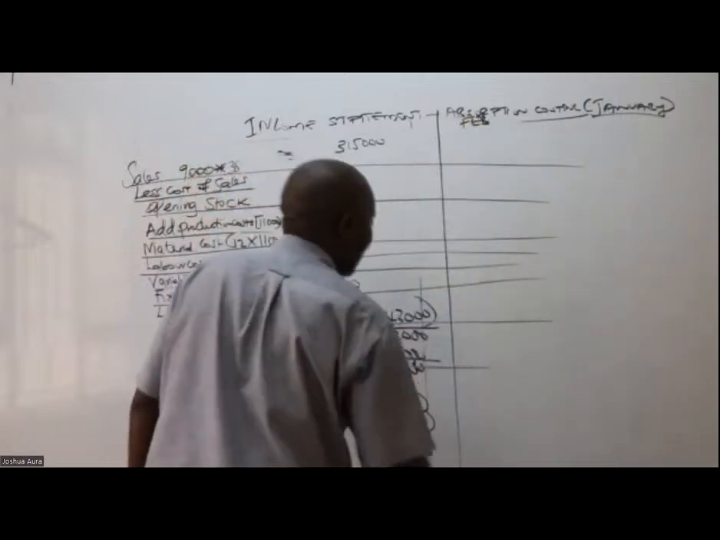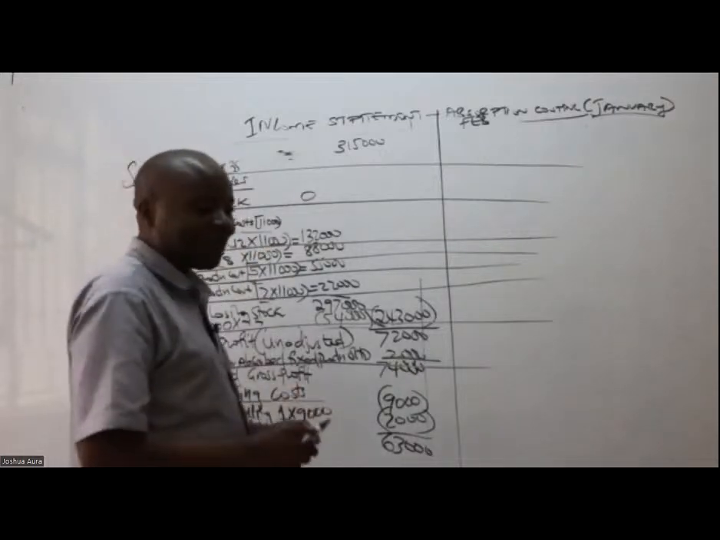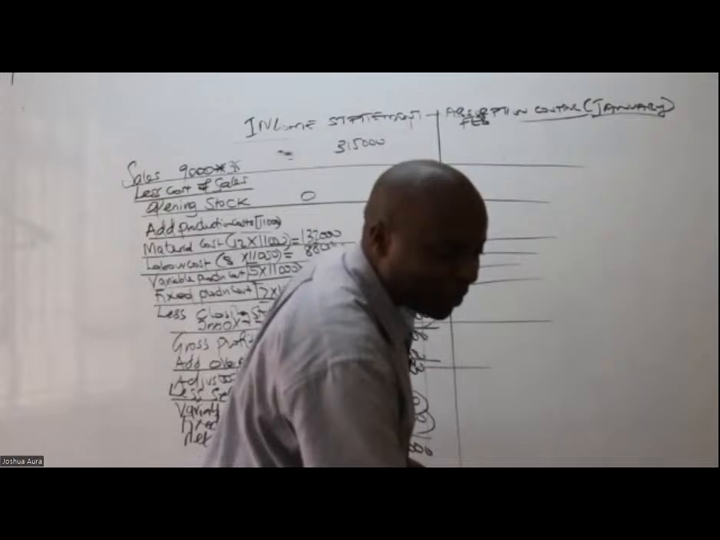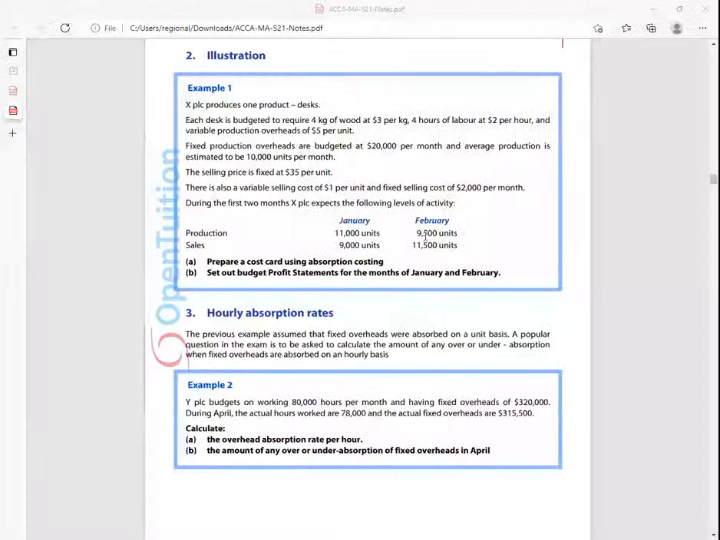Great. Now for February, is there somebody who is able to see the number of units that we sold in the month of February? Are you able to see 11,500? So we sold 11,500 here. 11,500 times the selling price, which is fixed at 35.